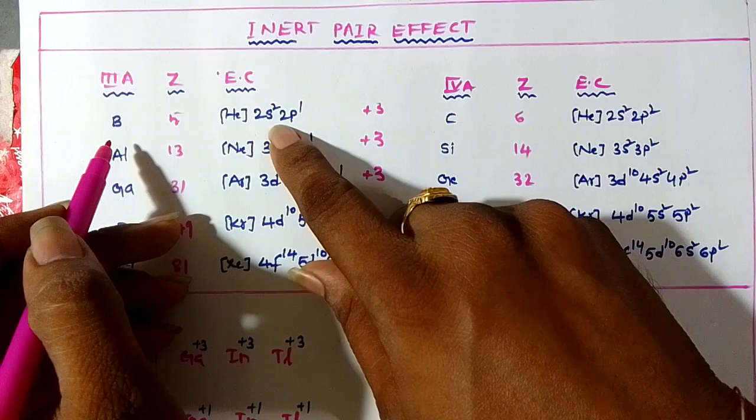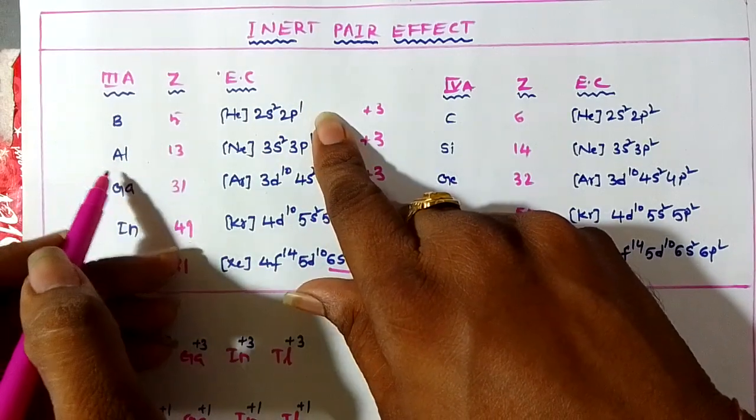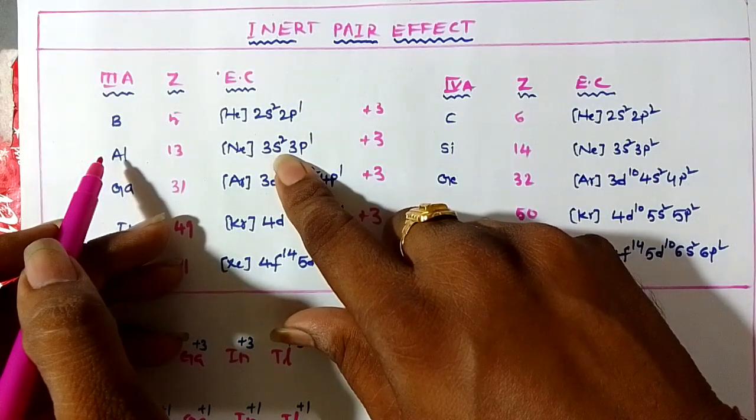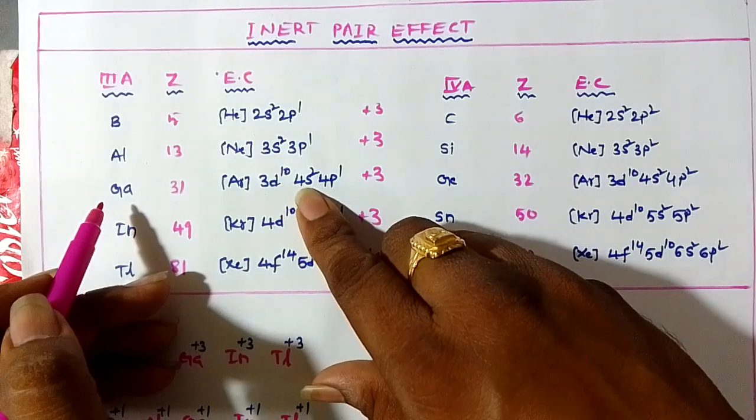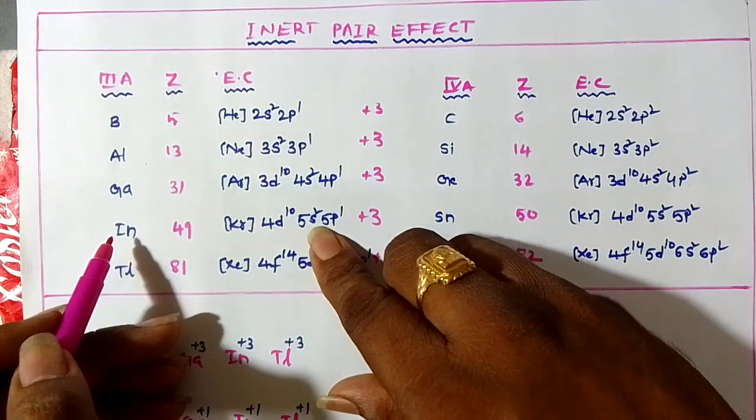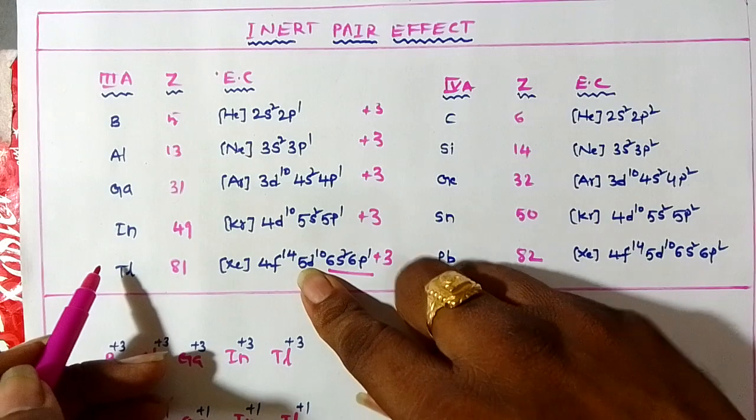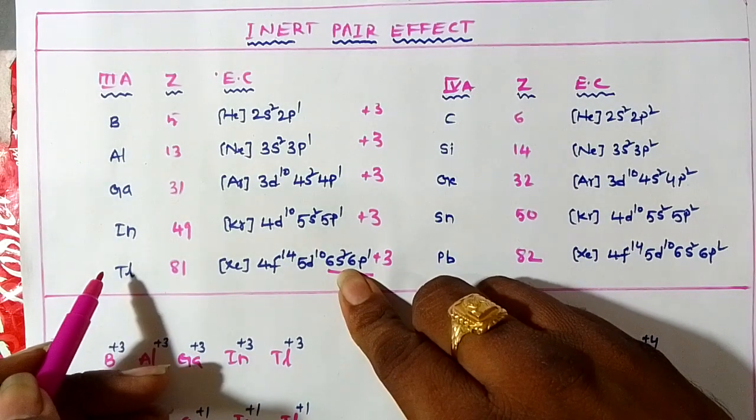Now coming to boron. In boron, the second shell is the valence shell. It contains 2 plus 1, 3 valence electrons. Coming to aluminum, the third shell is the valence shell. It contains 2 plus 1, 3 valence electrons. Now coming to gallium, the fourth shell is the valence shell. It contains 3 valence electrons. Now coming to indium, the fifth shell is the valence shell. It contains 3 valence electrons. Now coming to thallium, the sixth shell is the valence shell. It contains 3 valence electrons.